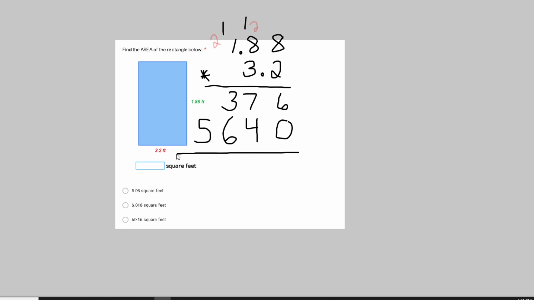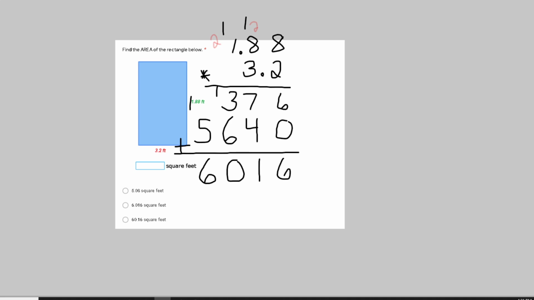Now you need to add these up. 6 plus 0 is 6. 7 plus 4 is 11. Carry over the 1. 1 plus 3 is 4, plus 6 is 10. So we put a 0. Carry over the 1. 1 plus 5 is 6.